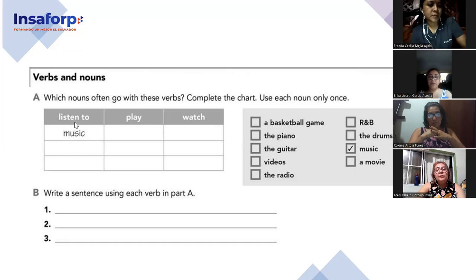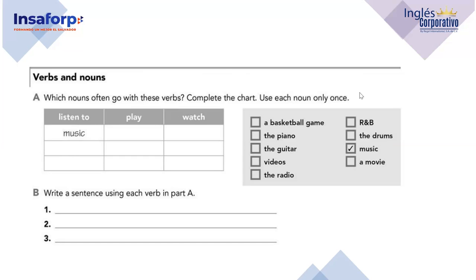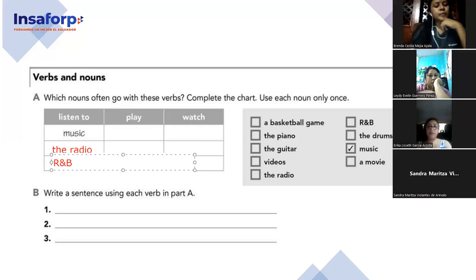Let's begin, Arely. Tell me, listen to. What is the vocabulary that goes with listen to, Arely? El verbo listen to, ¿con cuál vocabulary goes? Radio. Over the radio, very good. Thank you so much. What else? Oh, very good. R and B. Give me a minute. I don't find it. Okay, R and B. I'm sorry, I'm terrible with this one. R and B. Very good. Thank you so much, Arely. Great job.